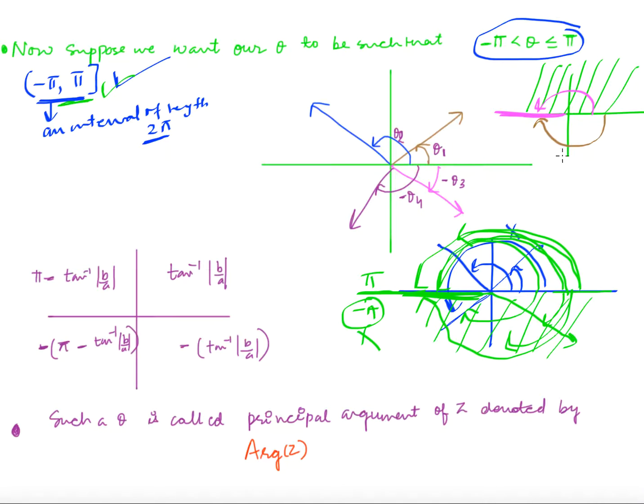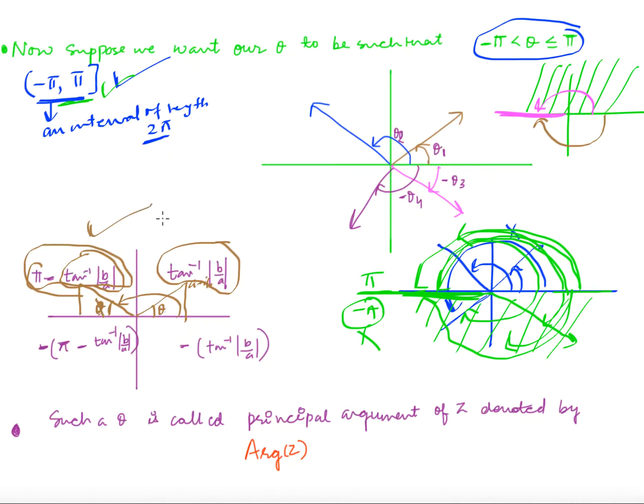So if we do it like this, what will be the argument in each quadrant? Here in the first quadrant we have a plus iota b, so you have your theta as tan inverse of b upon a. In the second quadrant, if you compute tan inverse of b upon a, you will get this angle phi, but you want this angle theta, so your theta will be pi minus tan inverse of b upon a. This is important to remember.